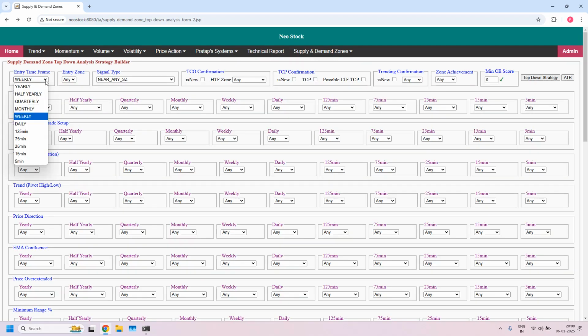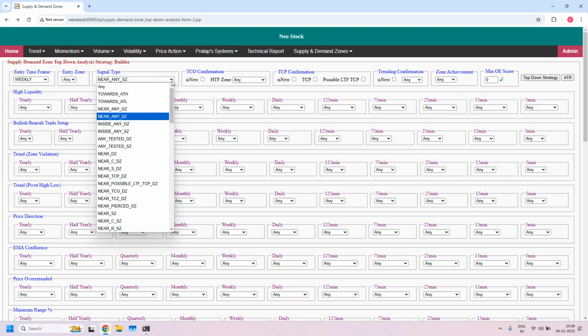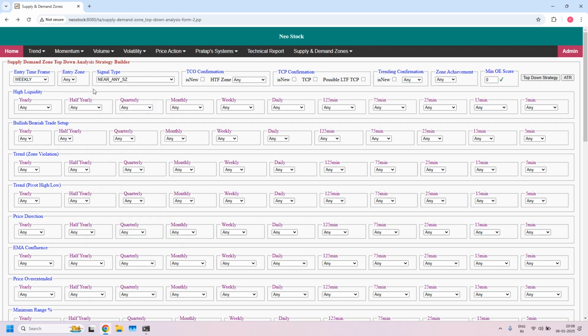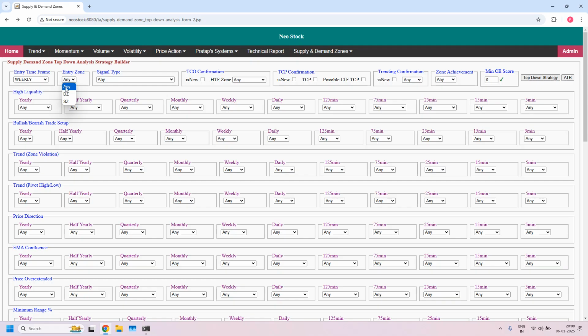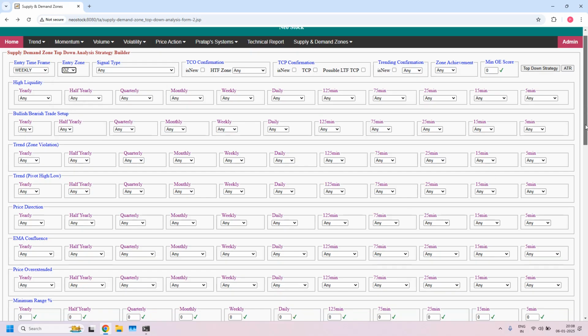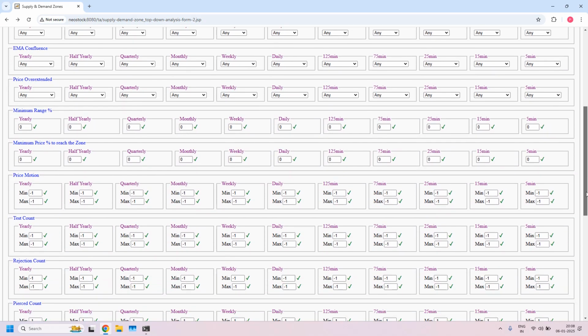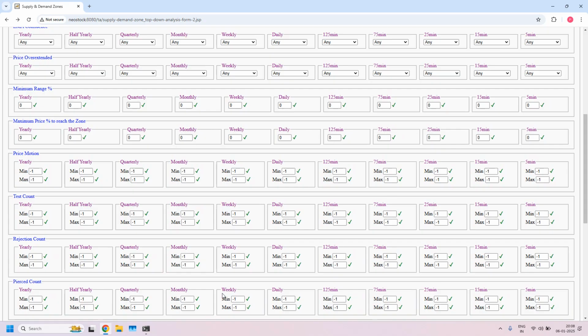Next, weekly time frame, and let me remove this filter, signal type, and zone should be demand zone. Weekly demand zone should not be pierced. So in the pierced count, weekly time frame, I am setting minimum value 1, maximum value some 100, a big number. Generally, a zone won't be pierced these many times. Rarely do you see double digits in pierced zones.